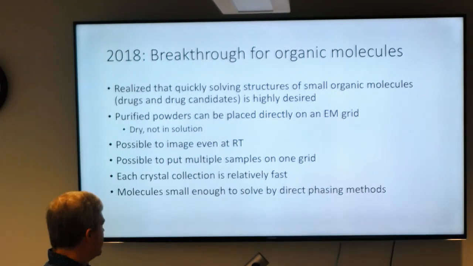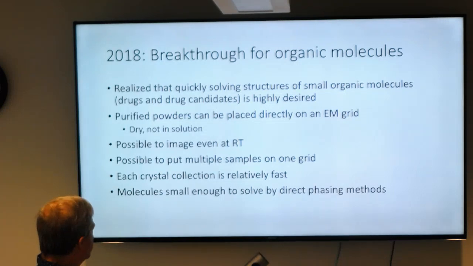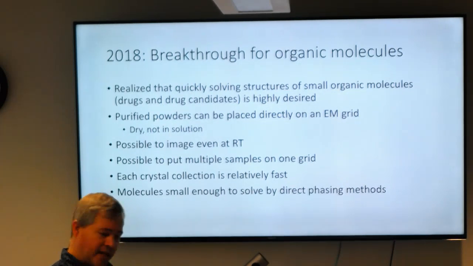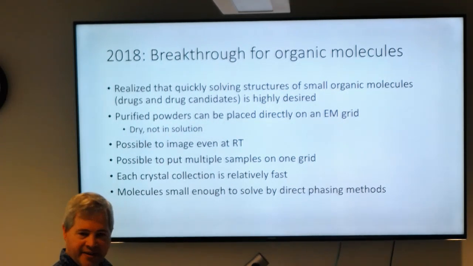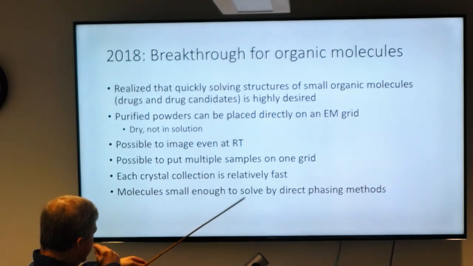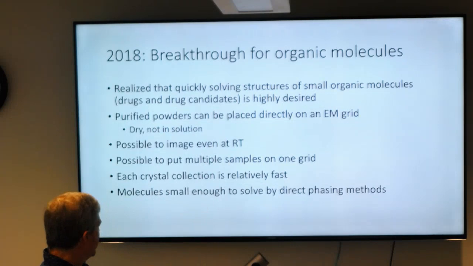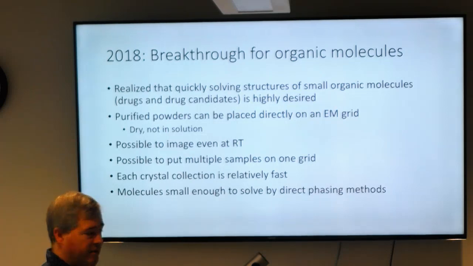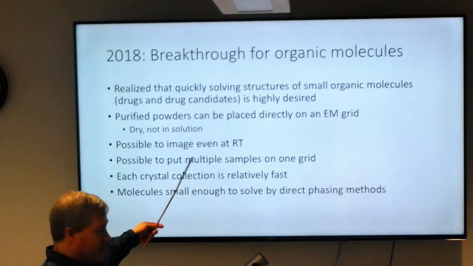In 2018, this technique became kind of a breakthrough. Tamir said he was talking to colleagues in the chemistry department after he moved to UCLA, and realized that they could use this on small molecules, not proteins but things like drugs or really small organic molecules. The advantage is you could put purified powders directly onto an EM grid, dry, not in solution, so you don't even have to plunge freeze it. You just put a powder of your sample on a grid, and you can even do it at room temperature if you wanted.